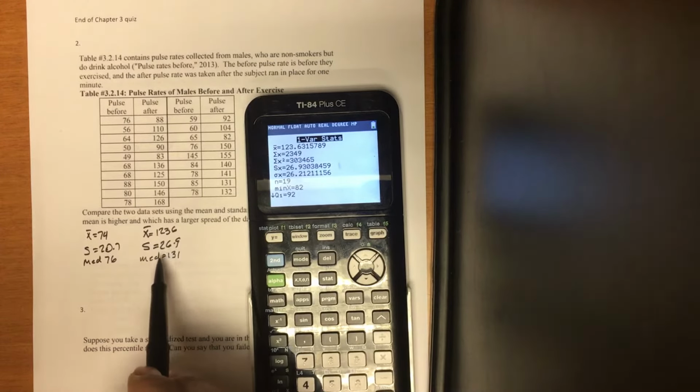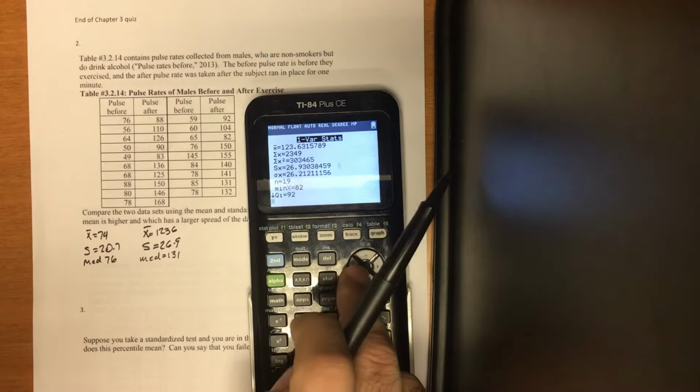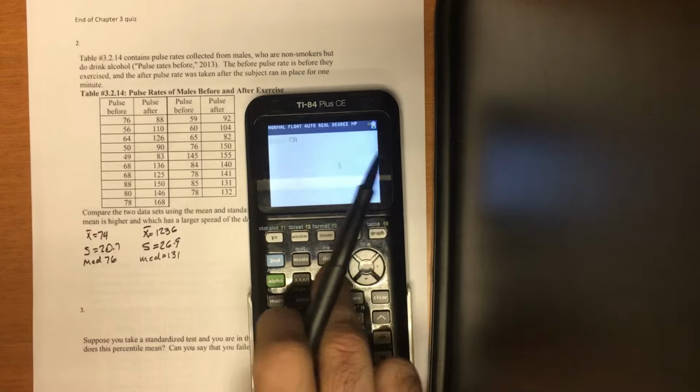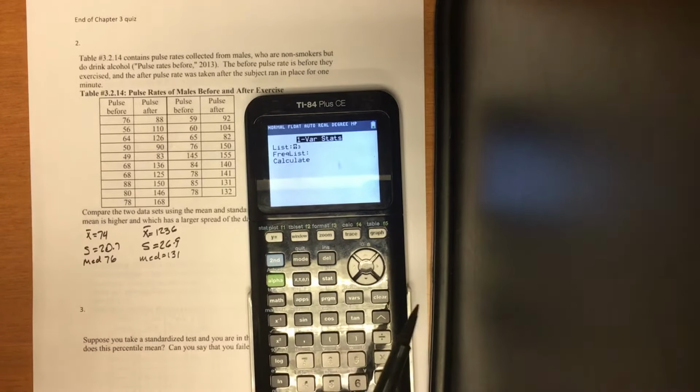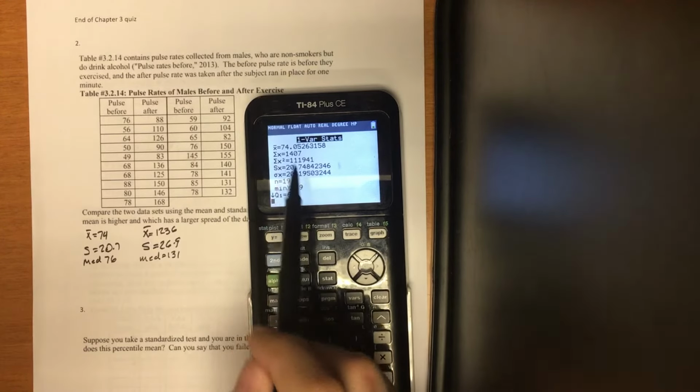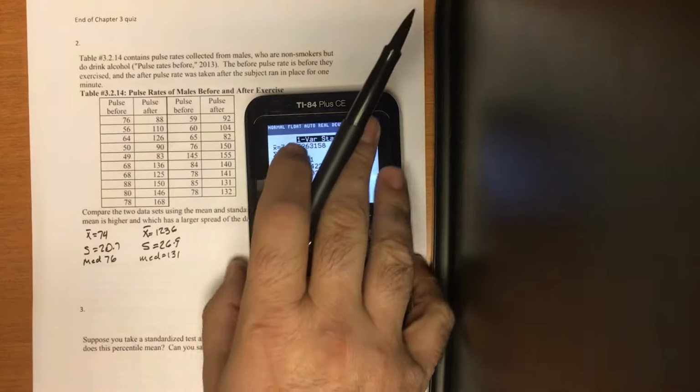So there's the 126 for the mean. Standard deviation is 26.9. I've got the median. I pulled that out to 2. And then do the same thing, stat, calc, 1var stats on list 2, because that's where I stored my data. And I've got the mean of 74 and a standard deviation of 20.7.